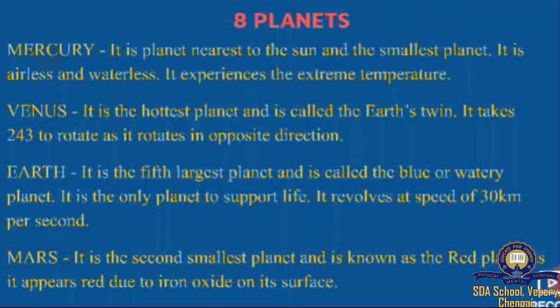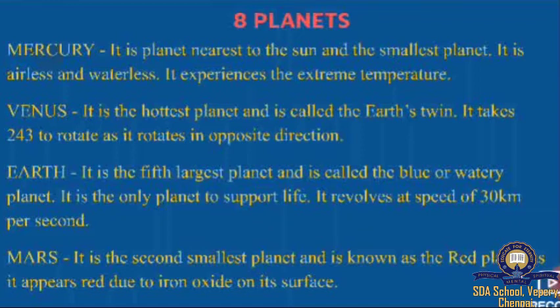First is Mercury, which is nearest and the smallest of all. It is airless and waterless, so you cannot find any air or water on Mercury, and it experiences extreme temperature as it's closer to the sun. Second is Venus. It is also said to be hot, but it is also called the twin of the Earth. It takes 243 days to rotate as it rotates in the opposite direction.